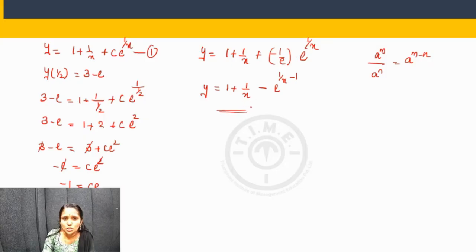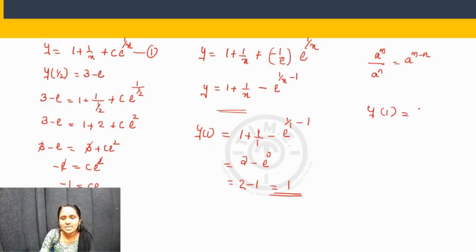And in this question, we are asked to find the value of y of 1. So y of 1 is equal to, put x is equal to 1 here, you will get 1 plus 1 by 1 minus e raised to 1 by 1 minus 1. That is 1 plus 1 is 2, minus e raised to 1 minus 1 is 0. E raised to 0 is 1. So 2 minus 1 is equal to 1. So the answer is y of 1 is equal to 1. So this is the answer.